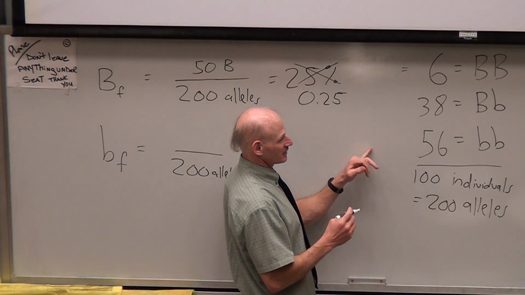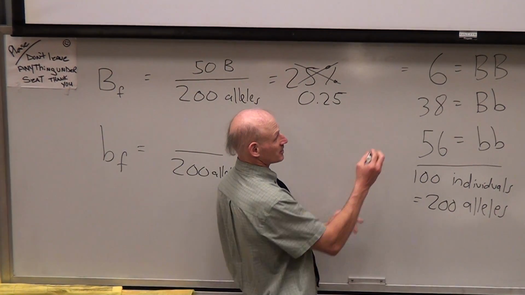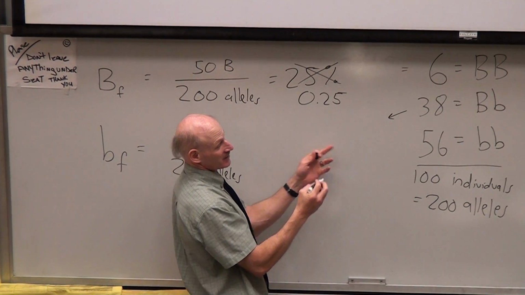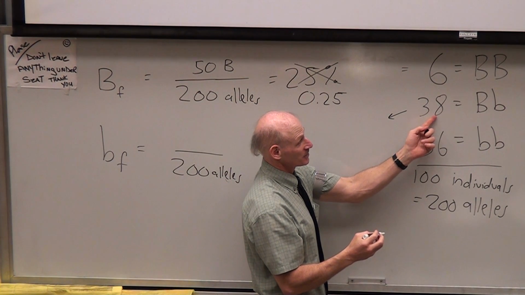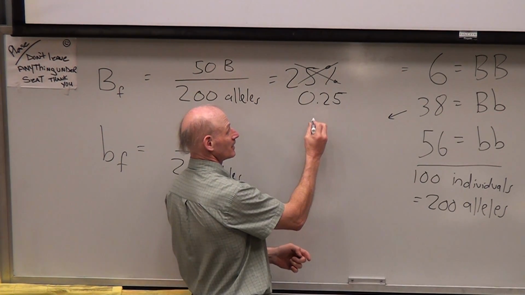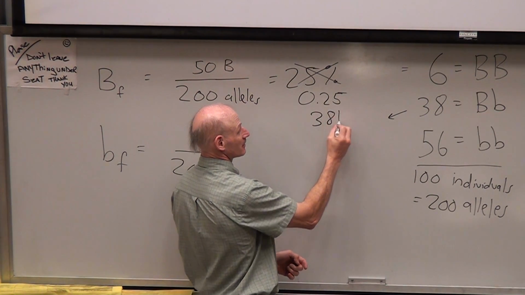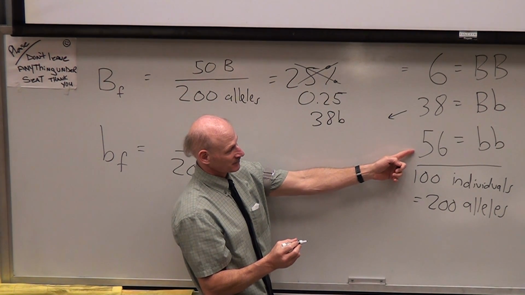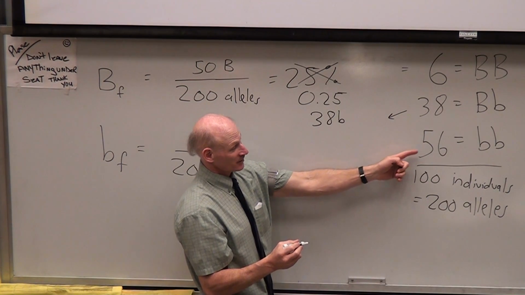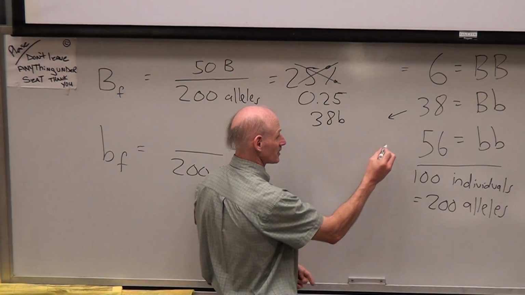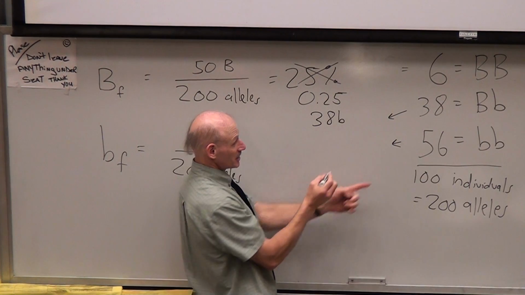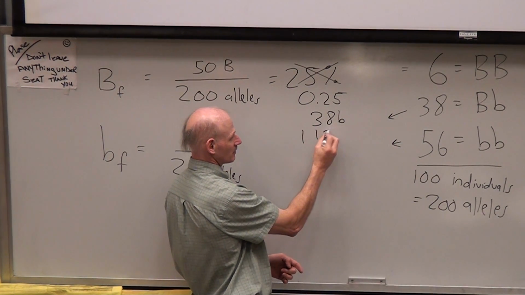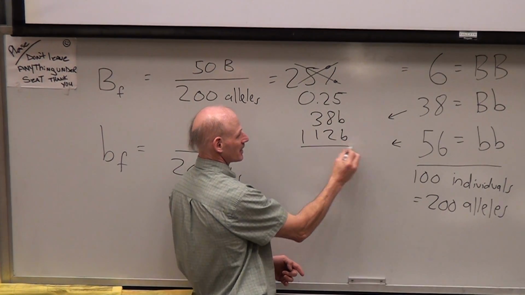How many little b alleles do these 38 guys have? 38, right? Each individual of these 38 holds 1 little b allele. So there's 38 little b's. How many little b's are held by these individuals? Looks like 112, because each individual holds 2 little b alleles in this group, these homozygous recessive guys. So that's 112 little b's from those guys.